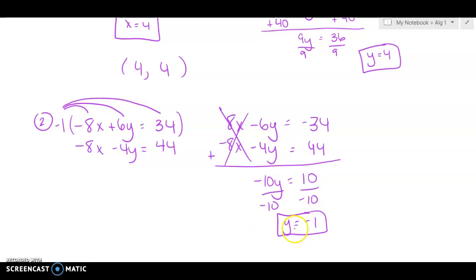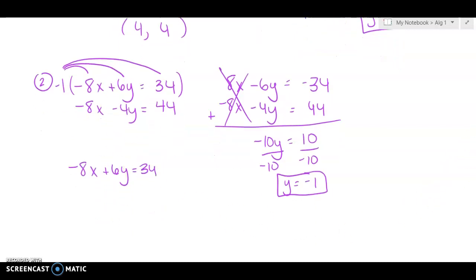So we have y, but we still need x. Take the y, plug it into one of these. I'm going to plug it into the negative 8x plus 6y equals 34. You could plug it into the other one if you want. We've got negative 8x plus 6 times negative 1 equals 34. Negative 8x, this is going to be a minus 6 equals 34.